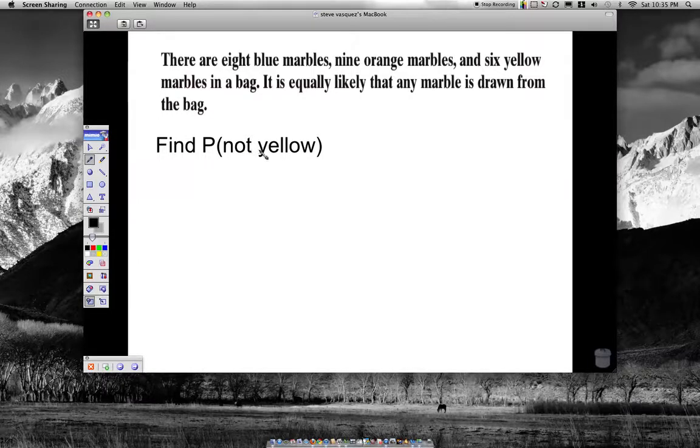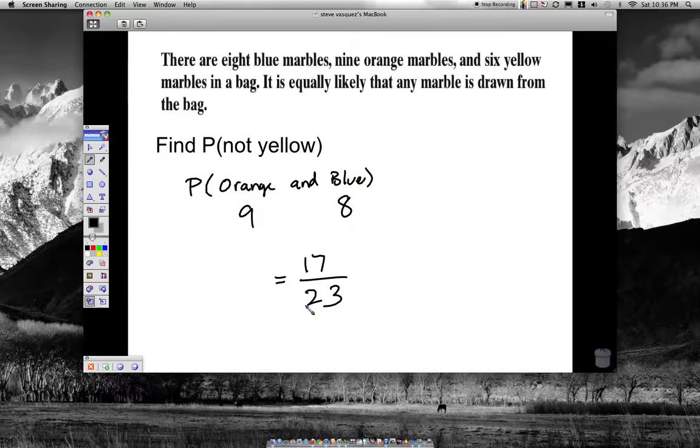If I want to find the probability of not yellow, that means we are looking for the probability of orange and blue. So if I take a look, the probability is going to be the number of orange ones, there are 9, and the number of blue ones, there are 8. Together that makes 17 out of 23 for that one.